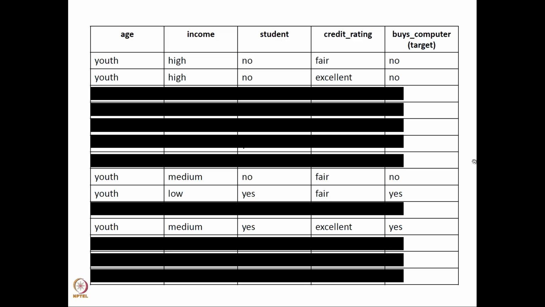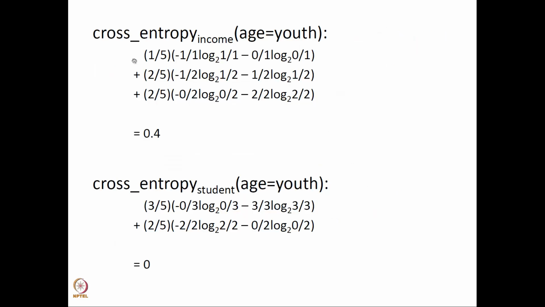So essentially we repeat the same entire process with this restricted data set. Note that the attribute age has already been considered, so we are left with the remaining 3 attributes, and these are the values that are to be considered. Thus we have cross entropy of income when age equals youth. You can go back and verify that these are the values you will obtain.